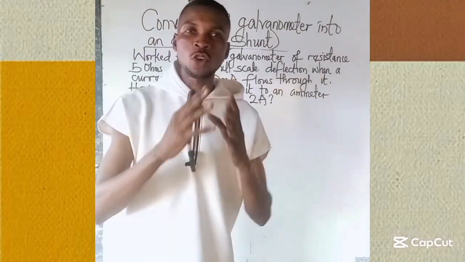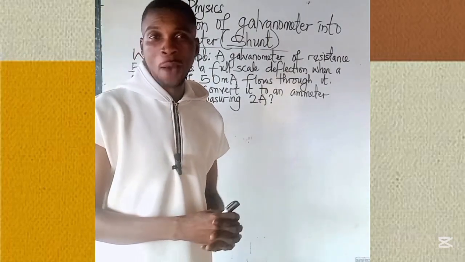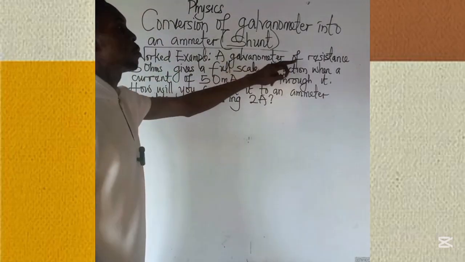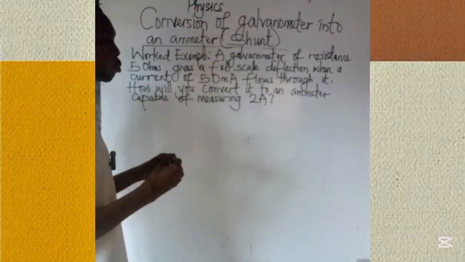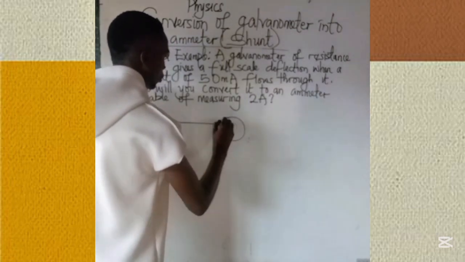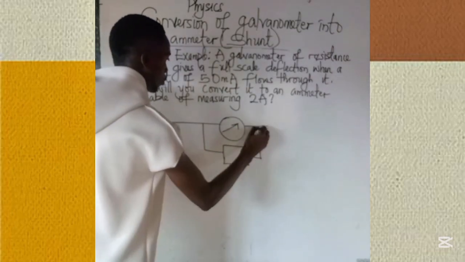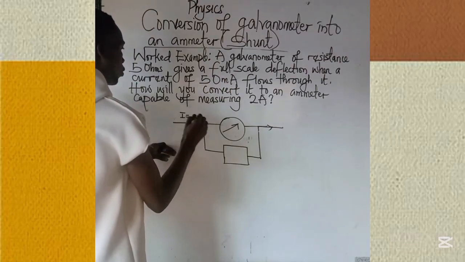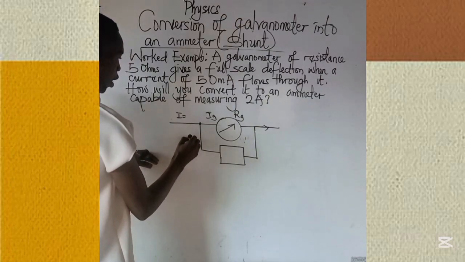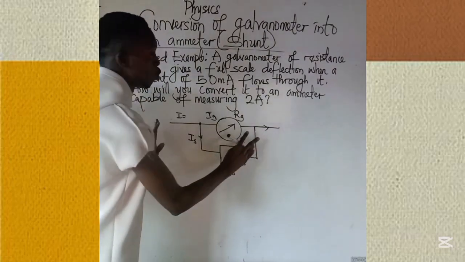So let us solve a question under conversion of galvanometer to an ammeter. So let's read the question. The question is, a galvanometer of resistance 50 ohms. So quickly, let me draw the circuit diagram so that we will not waste our time. So this is the circuit diagram. All right, so we have RG here, we have IG here, we have IS here, we have RS here. So this is the circuit diagram.